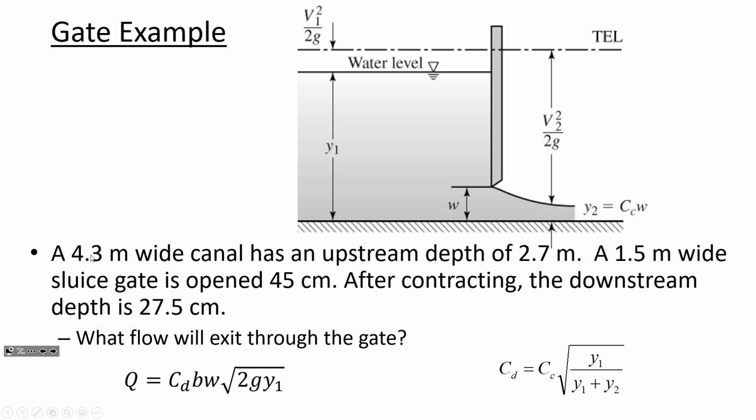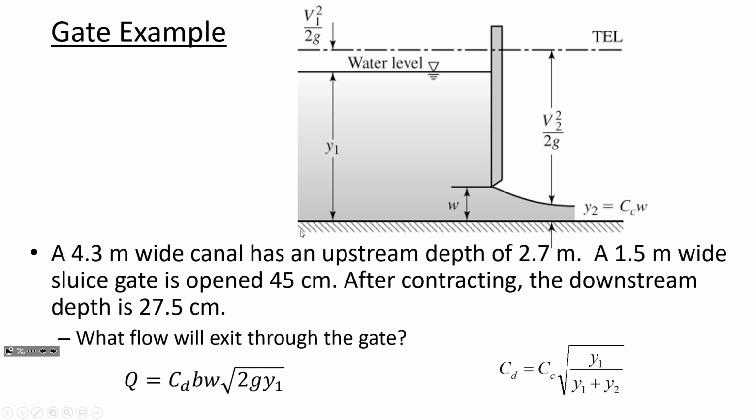So we have a canal that's 4.5 meters wide, and we're just looking at this from a side view. So 4.5 meters is that dimension into the page that we don't actually see from this image. The upstream depth, Y1, is 2.7 meters. There was pooling that occurred because of this underflow gate, and that's why the water upstream is 2.7 meters. The sluice gate is 1.5 meters.